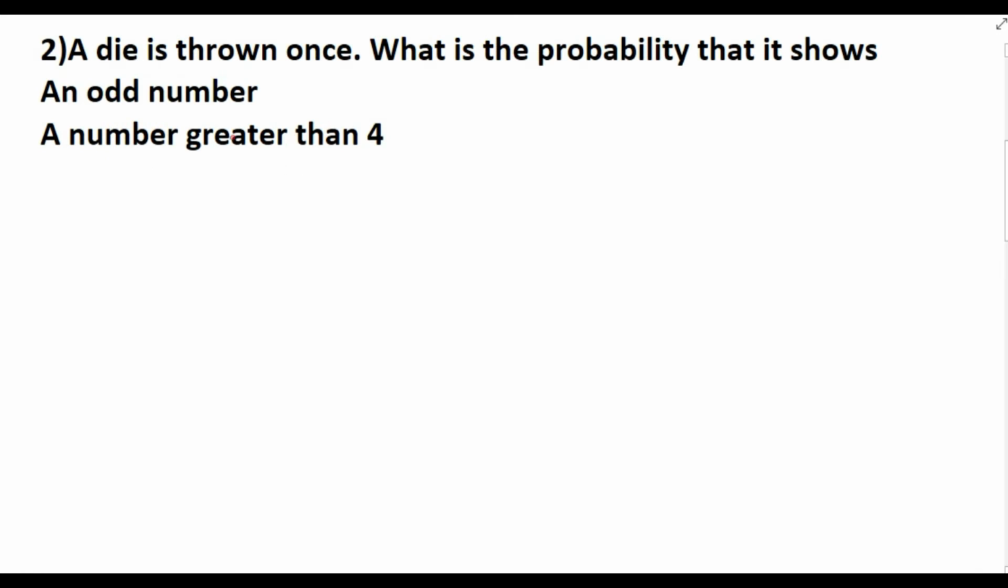Now, second question: a die is thrown once. What is the probability that it shows an odd number, and a number greater than 4? Again, when a die is thrown, the outcomes are the numbers 1, 2, 3, 4, 5 or 6. So the total number of outcomes is 6.